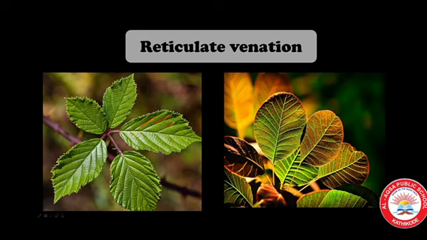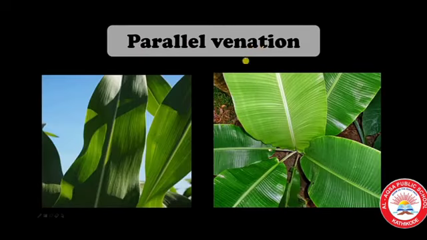Now in these 2 pictures you can see reticulate venation. Veins are like a net on both sides. But here you can see in the first picture the lines are parallel, that is, vertically parallel. And in the second picture you can see veins are parallel but horizontally parallel to each other. So this is parallel venation.